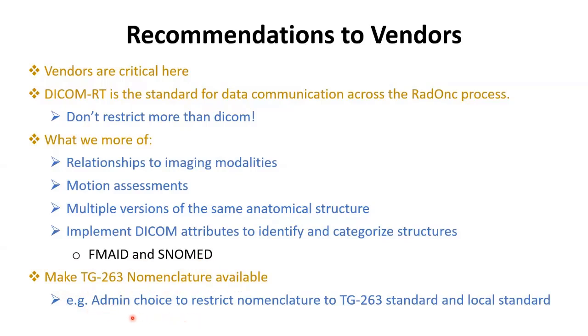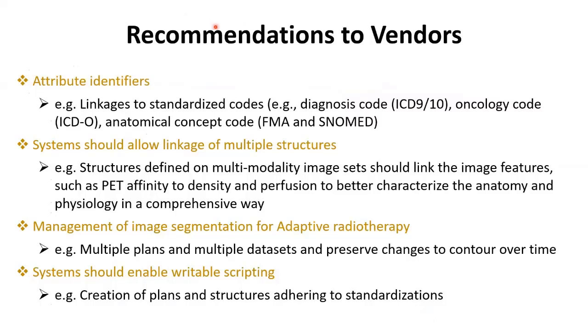For example, the administration can choose to restrict nomenclature to the TG263 standard or allow a local standard. So you can force your system to use only the TG263 standard and not allow the user to use other nomenclature. Or you can allow both the local standard and the TG263 standard. Attribute identifiers, for example, linkage to the standardization dose, diagnosis, ICD-10, ICD-9, and so on. The system should allow linkage to multiple structures. Management of image segmentation for adaptive radiotherapy, and the system should enable writable scripting. This is important because we would like to create plans and structures adhering to the standardization.